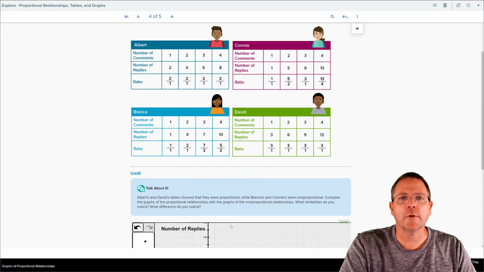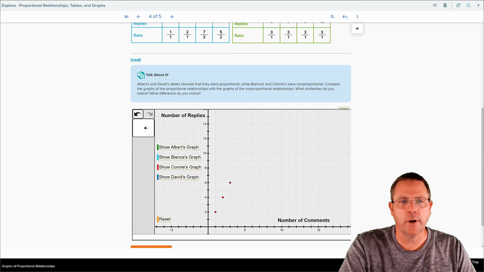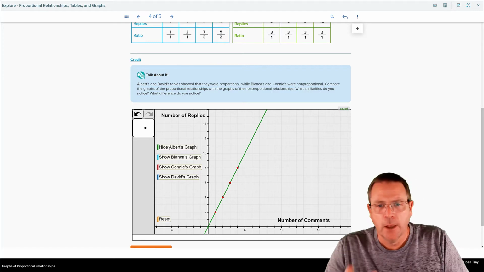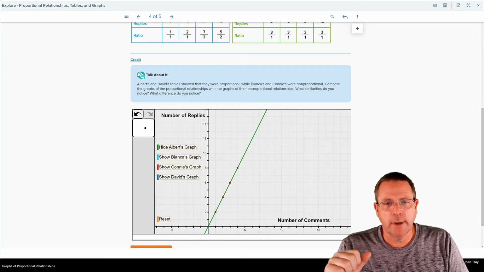Our last one for him is going to be an 8 over 4. Add another dot. That means that we're going to run 4 and rise 8. And if we select to show Albert's graph, boom, you can see a line of it. Pause the recording and make the graphs for the other students. See if you get it done right.